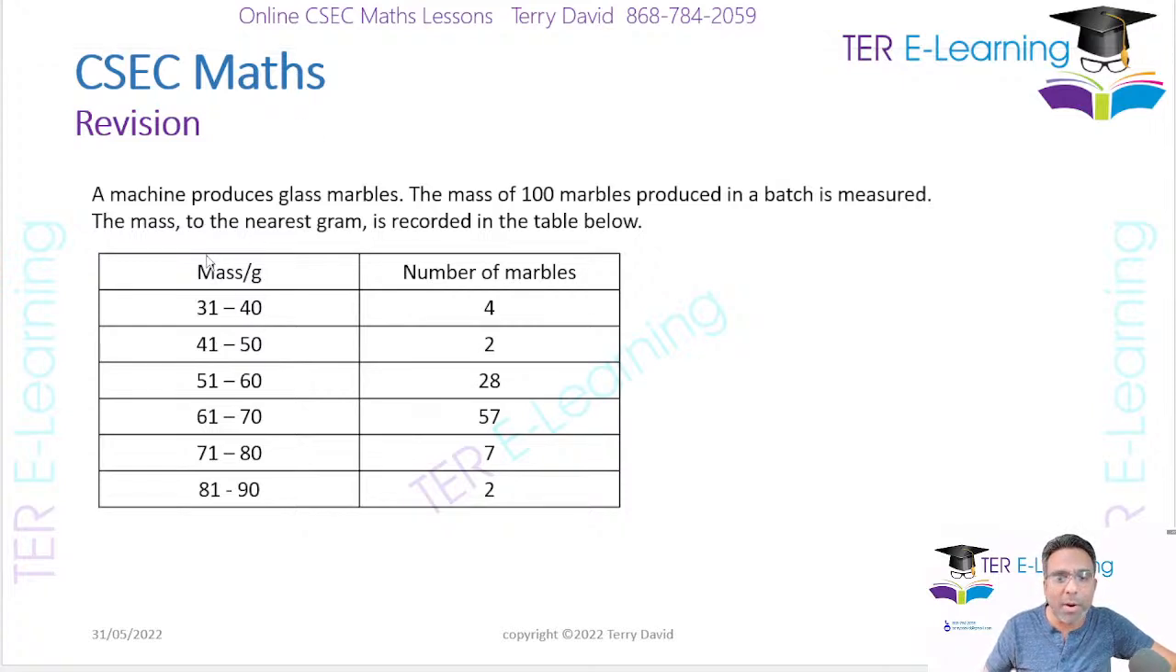We have our mass in grams, and all of these here, we have some class intervals, and we have our number of marbles. I want you to understand that the number of marbles here can be thought of as my frequency. This is how many marbles I have here. Now, the class interval 31 to 40, I have 4 marbles. Class interval 41 to 50, I have 2 marbles, and so on.